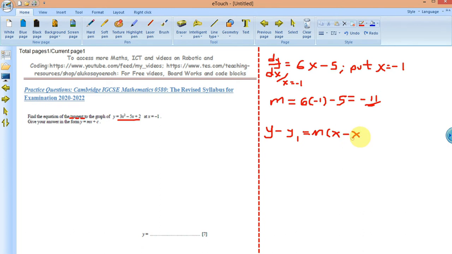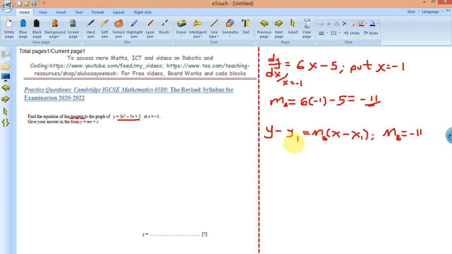Okay, now since this is tangent, don't forget that tangent is the same thing as parallel. Therefore, let's call this one MA, and let's call this one MB of the second line. Since both lines are parallel to each other, we are going to use the same gradient. So I'm going to use this gradient for MB.